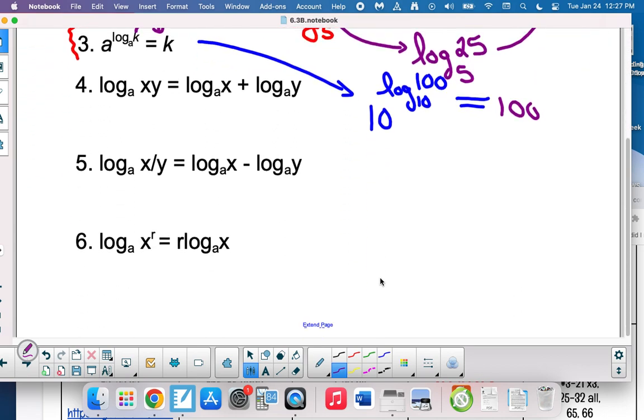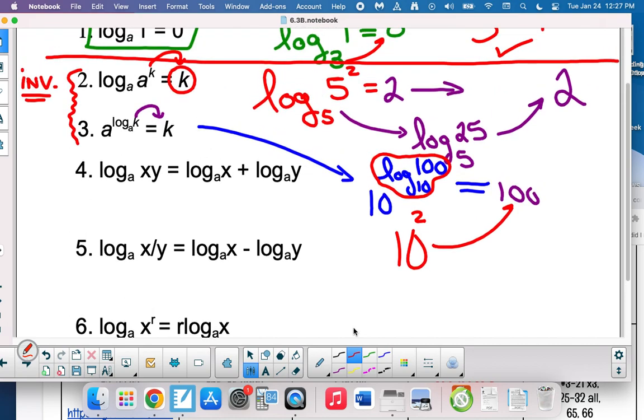What is the log of 100 base 10? It's 2, because 10 squared is 100. But 10 squared is what? 100. It does work, right? Now go back and look at what I just wrote you.